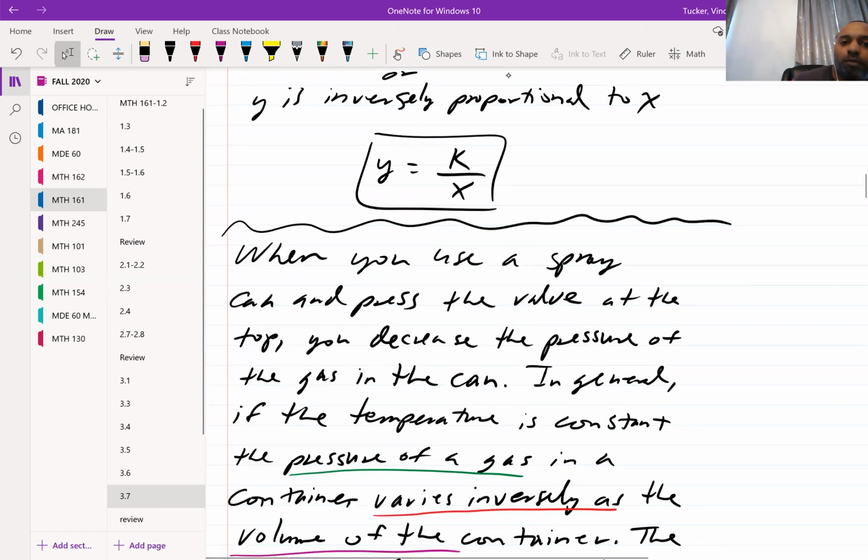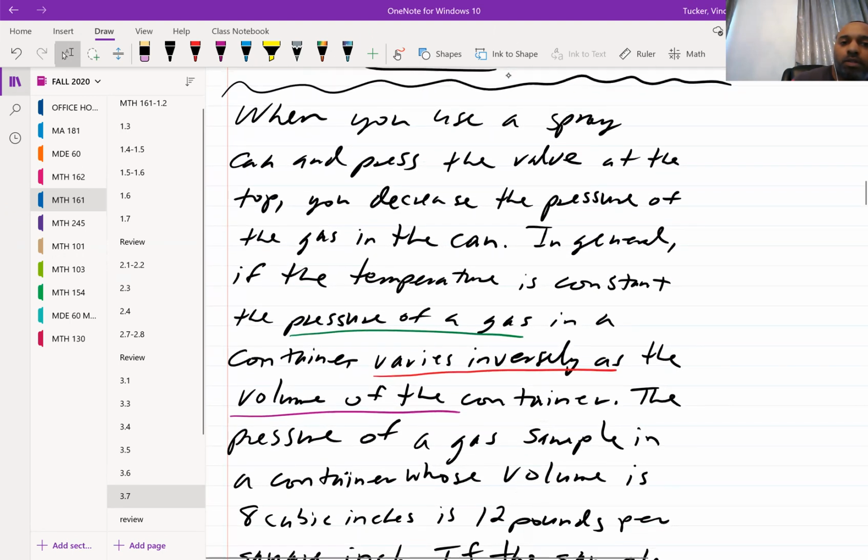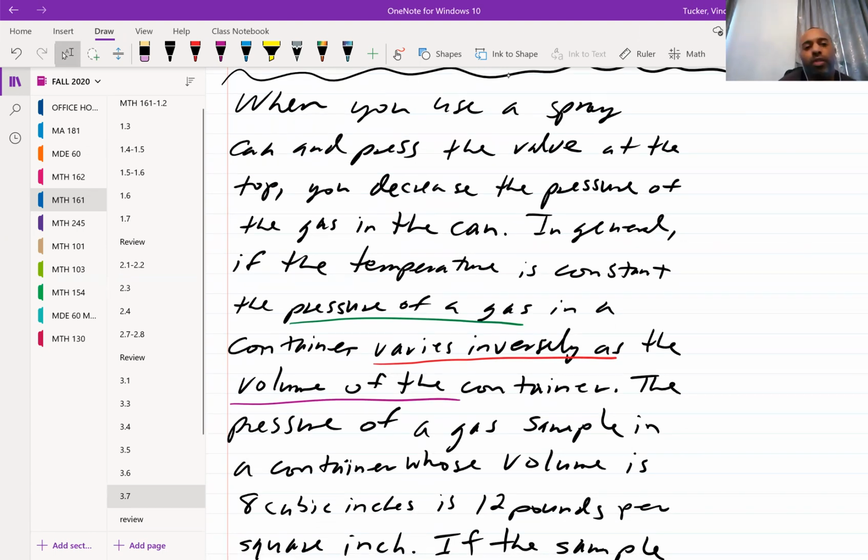Let's scroll up. Everybody good? All right. So when you use a spray can and press the valve at the top, you decrease the pressure of the gas in the can. In general, if the temperature is constant, the pressure of a gas in a container varies inversely as the volume of the container.